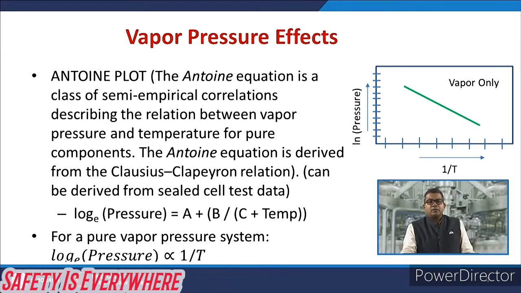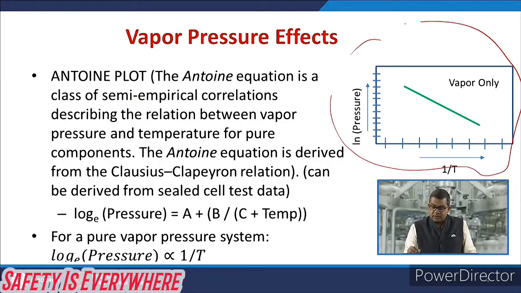ln P, the log of pressure to the base e, is equal to A minus B upon C plus T, where T is the temperature. So for a vapor pressure system, ln P is directly proportional to 1 upon T. By this way you can plot this logarithmic plot of pressure versus 1 by T.